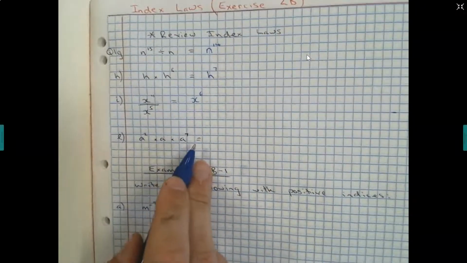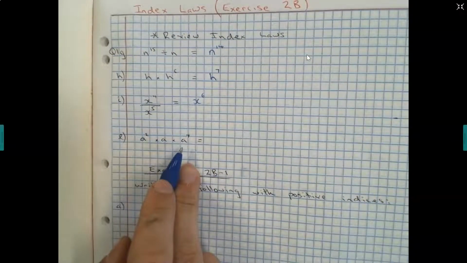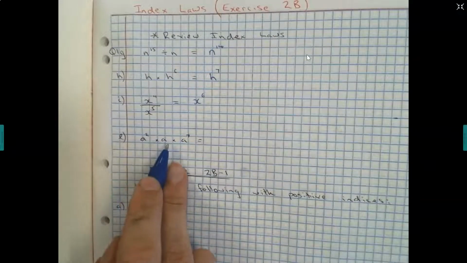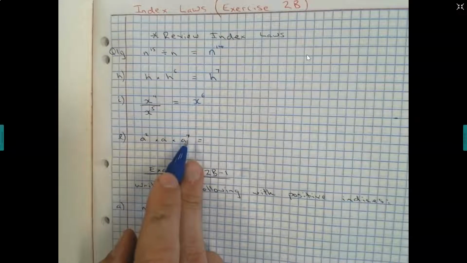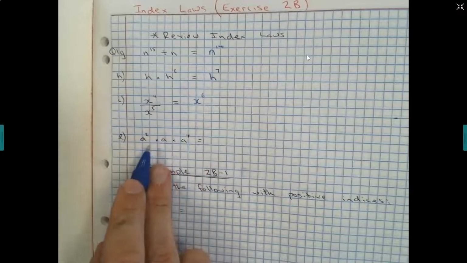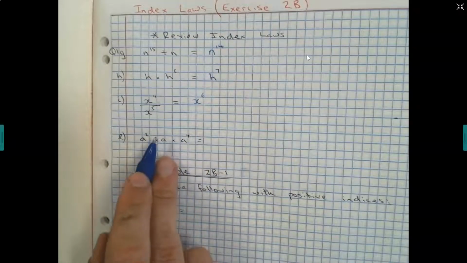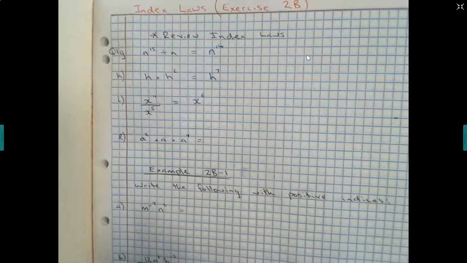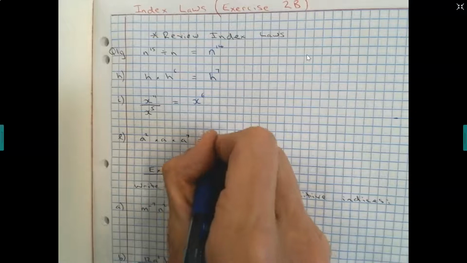Now we have three terms, and each of them are being multiplied, so we're adding each of the indices. A to the power of 2 times a to the power of 1 times a to the power of 7. So this is going to be 7 plus 2 plus 1 is 10, which is a to the power of 10.